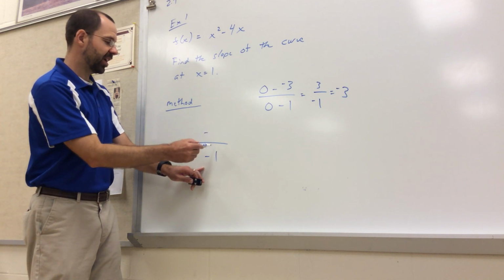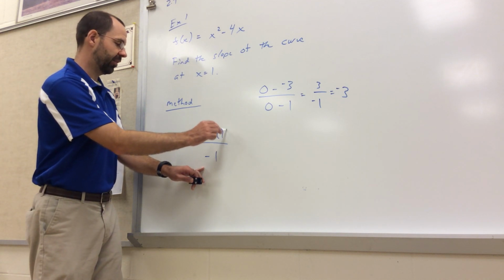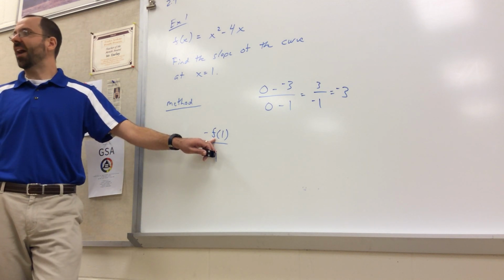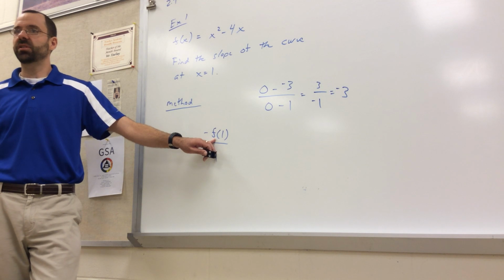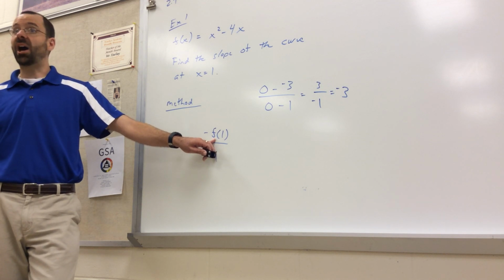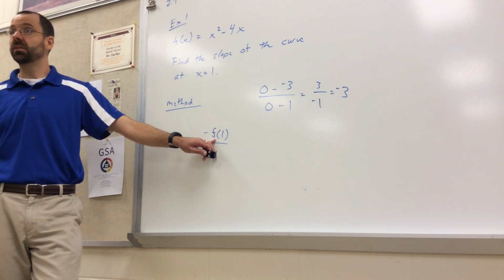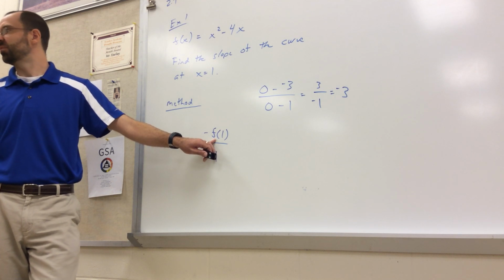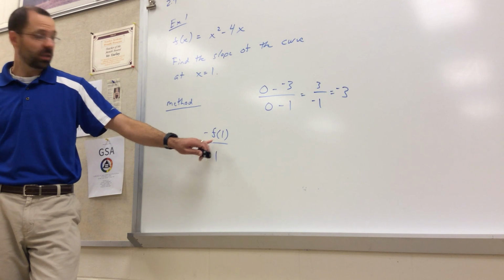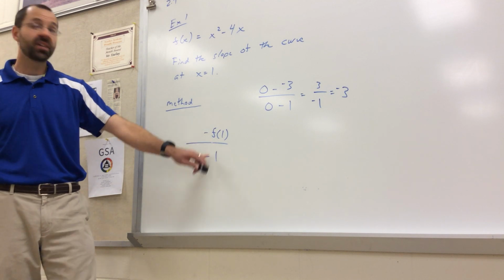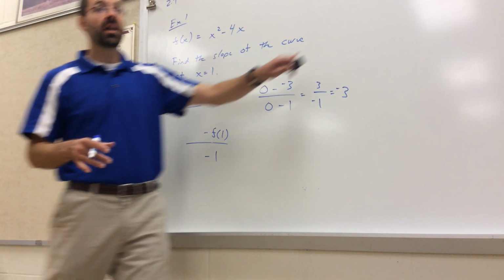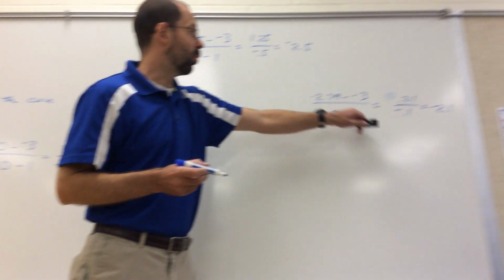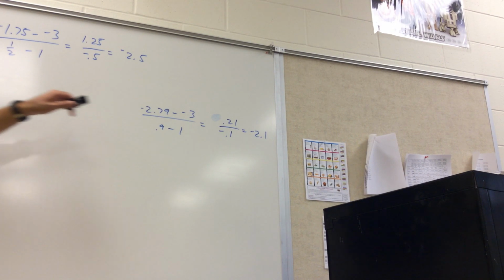A fancy name for negative 3 is f of 1. F of 1 means the output when you plug 1 into the function, aka the y value at 1. So f of 1 is just a fancy way of saying the y value at 1, which is negative 3. So that doesn't change. That was constant every time: 1, negative 3. 1, negative 3. 1, negative 3. That happened in all 3 of my calculations.